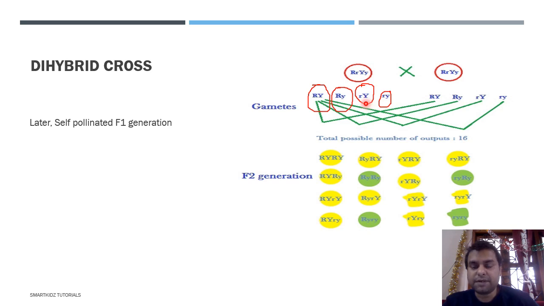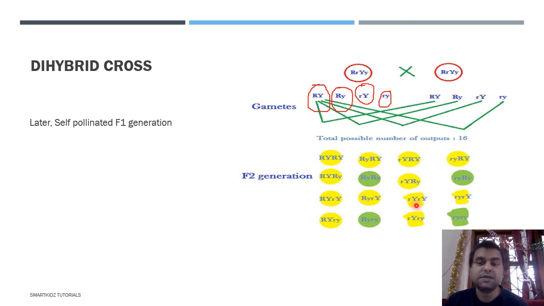Coming to the third gamete combination over here with small r and capital Y, when this combines with capital R and capital Y, we get round and yellow seeds. When this small r and capital Y combines with capital R and small y, once again we get round and yellow seeds. But when this small r and capital Y combines with small r and capital Y, we get wrinkled but yellow seeds, because there are two small r's but two capital Y's.